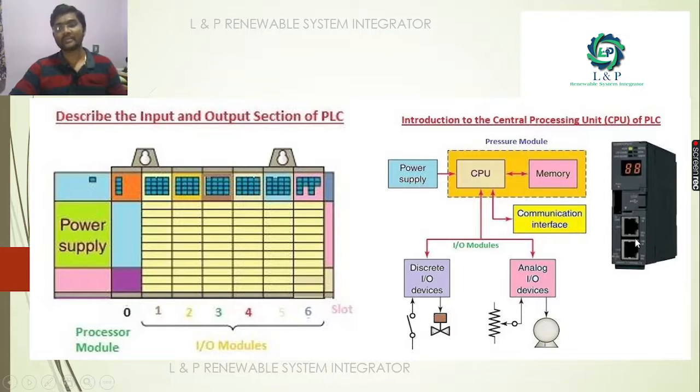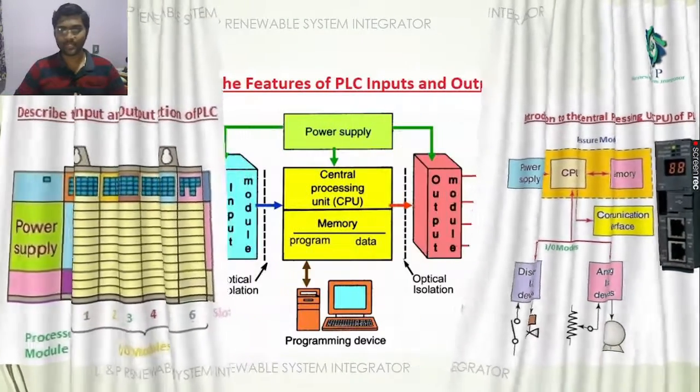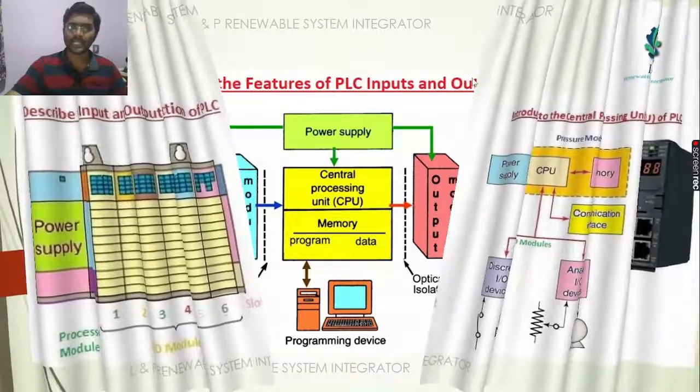And if you want to connect a local controller with the PLC module, then we need a communication interface. For that, we are using this module. Apart from it, we should have digital input and output device connecting modules, as well as analog input and output device connecting slots. So based on our requirement, we need to choose the PLC. Okay, so this is an example.